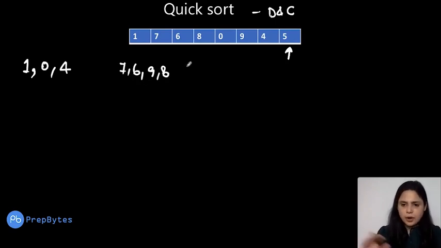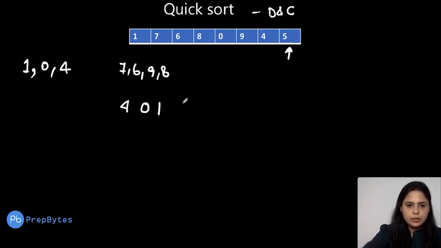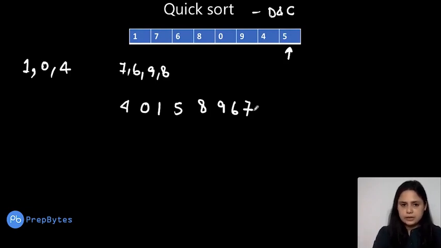So now let's say I did some operations and I put it in this way, that all the elements before 5 are less than 5 and all the elements after 5 are greater than 5. After this operation my array looks something like this: 4 0 1 5, 8 9 6 7. Now if you see, all the elements before 5 are less than 5 and all the elements after 5 are greater than 5. But the elements before 5 are not sorted. Keep this in mind. It won't be like all the elements before 5 will be sorted in that order.